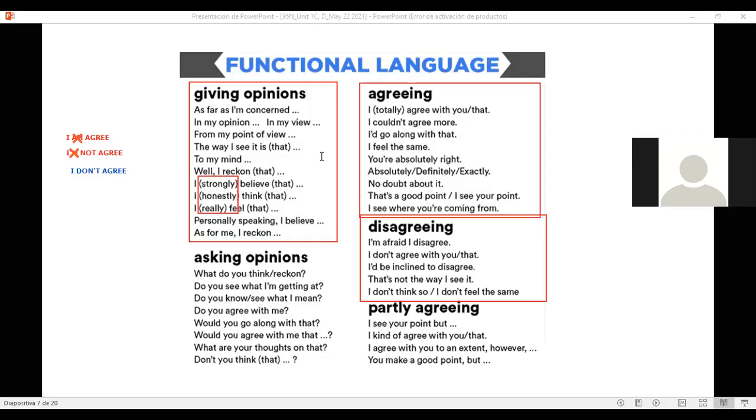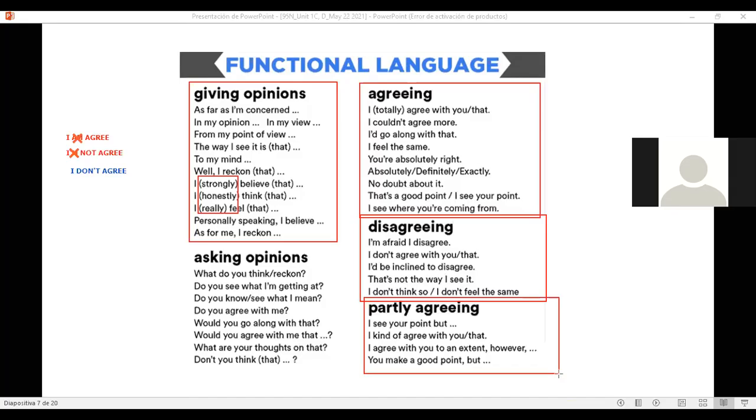Estamos diciendo eso utilizando esta frase. That's not the way I see it. Sí, yo no lo veo de esa forma. I don't think so or I don't feel the same. No pienso eso y o no siento lo mismo. I don't feel the same. And sometimes we obviously are going to be just partially agree. Not everything is black and white. We can be in the middle and we can accept some things and we can disagree in some others.